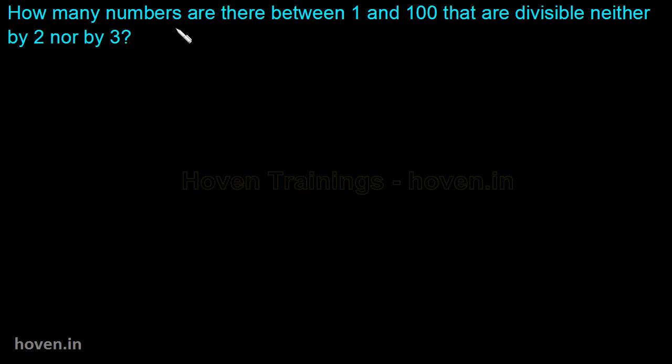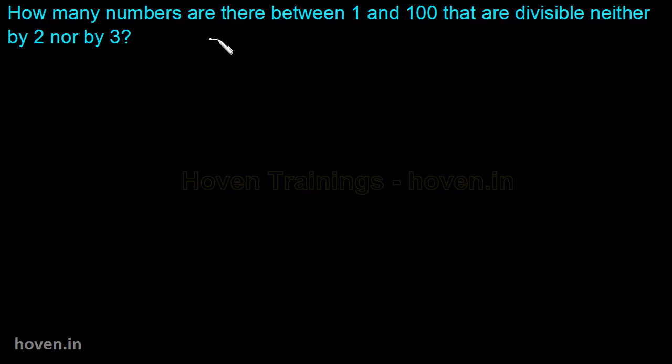How many numbers are there between 1 and 100 that are divisible neither by 2 nor by 3? Now if you ask me, this is a typical Venn diagram question which looks confusing at first sight. But let us jump into it.